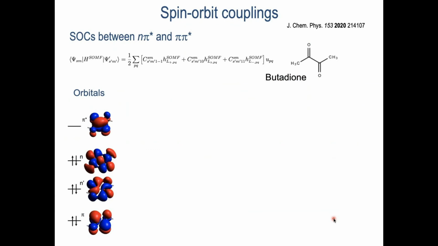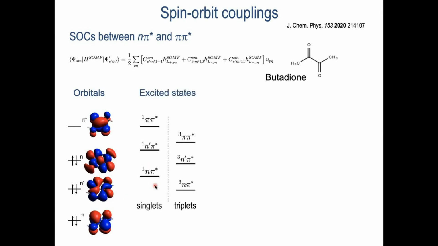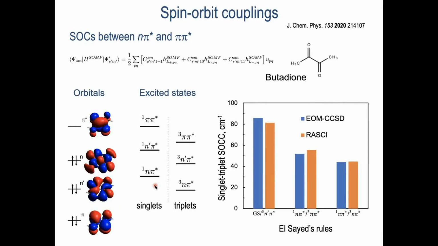So here, let me just show you a simple example. This is this butadiene molecule, and these are the frontier orbitals, the LUMO, which is a pi star, and then we have two n orbitals as HOMO and HOMO -1, and this pi orbital. And if we compute the excited states, we obtain this distribution of singlets and triplets, and the spin orbit couplings that we compute, as expected, they follow the El-Sayed rule.